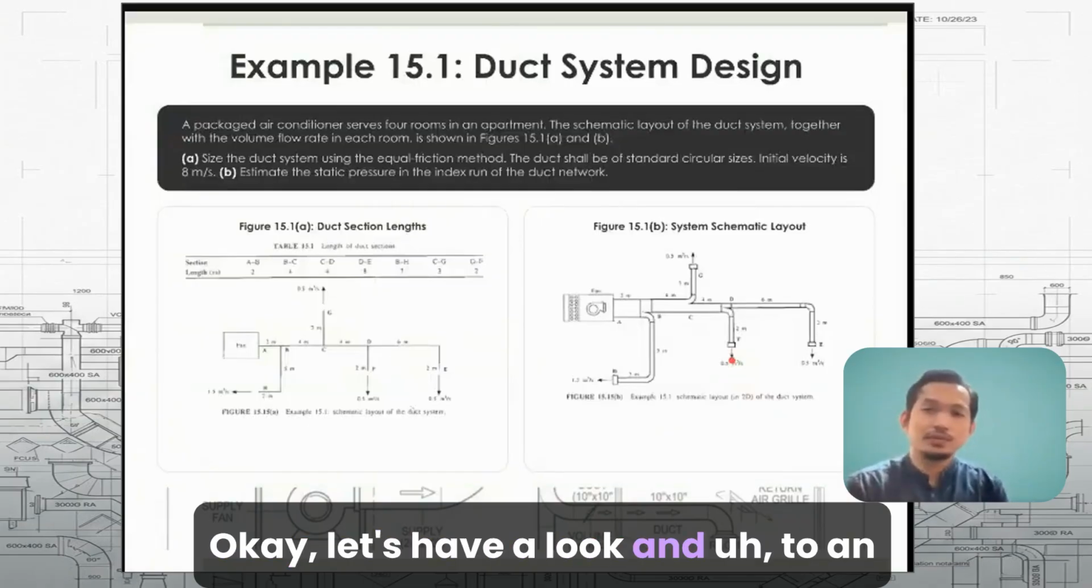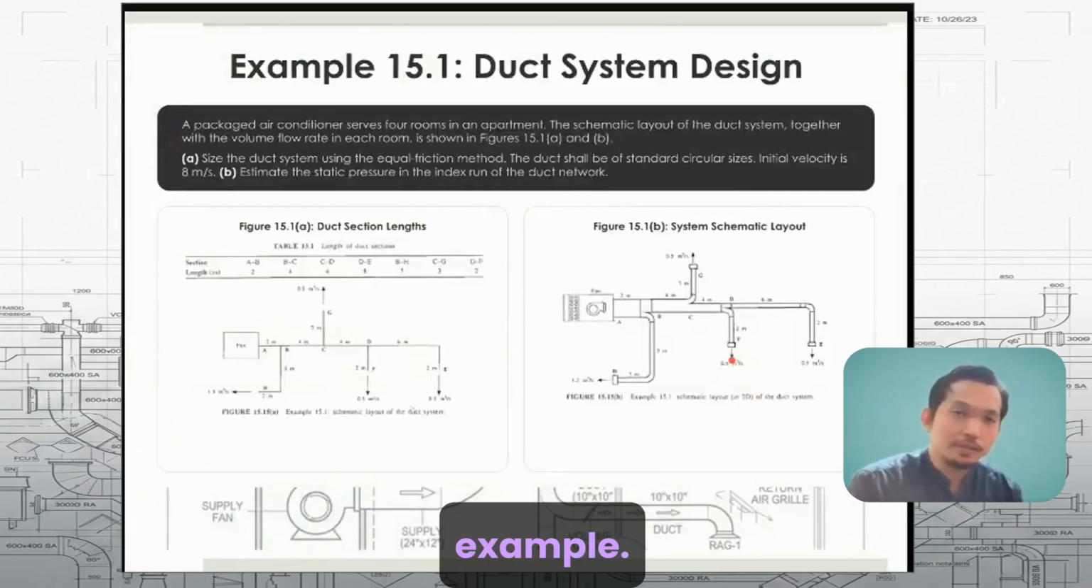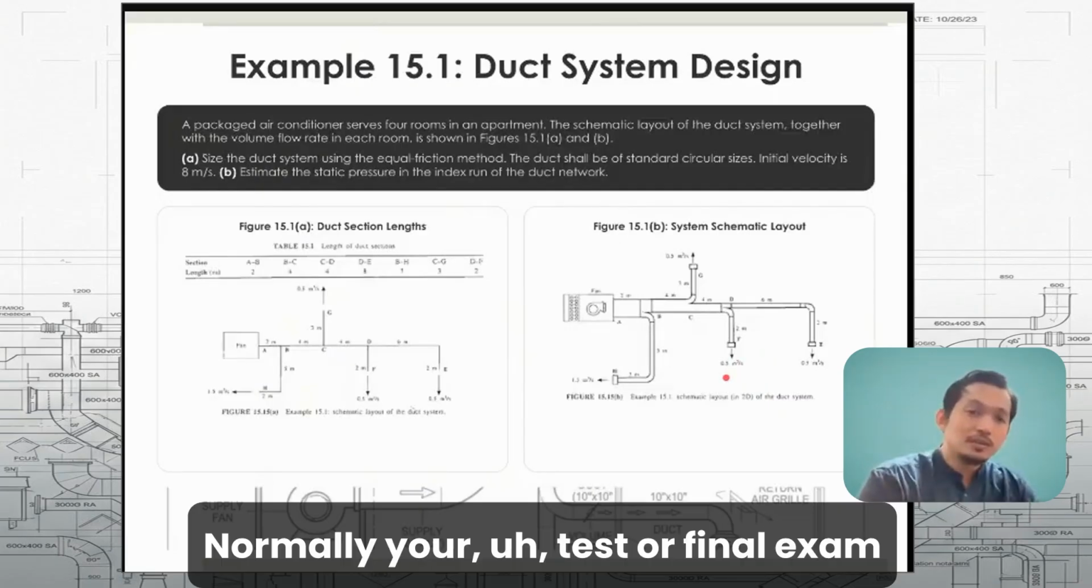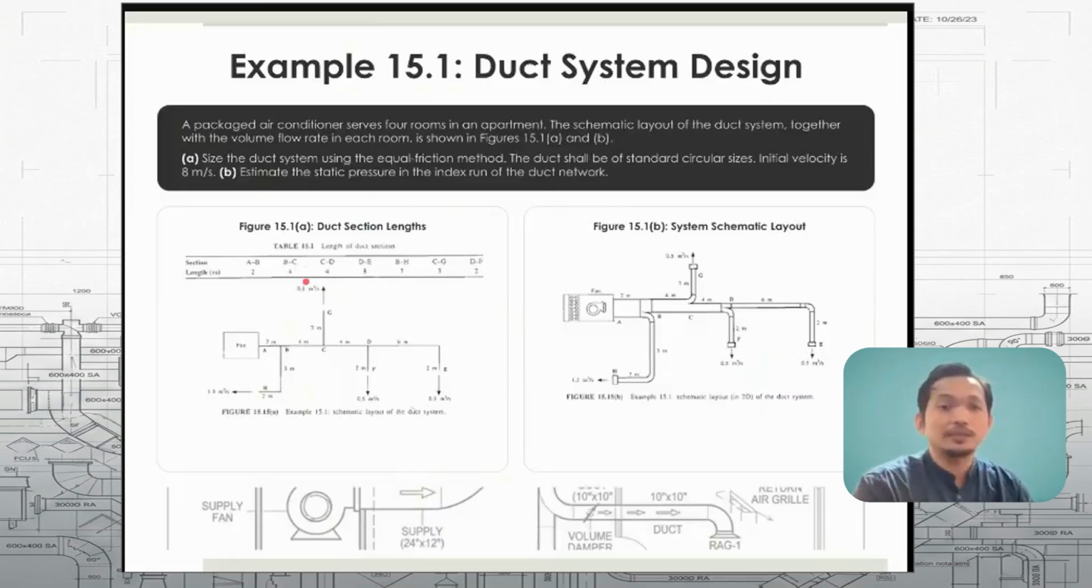Okay, let's have a look at an example. This is example 15.1, duct system design. Normally, your test or final exam question will look like this one lah.